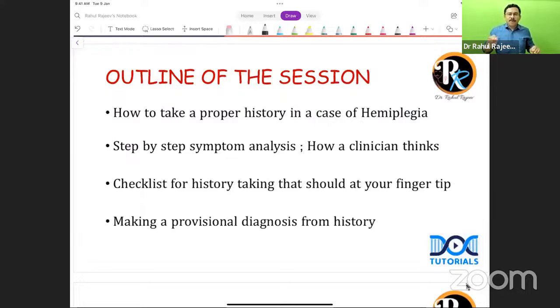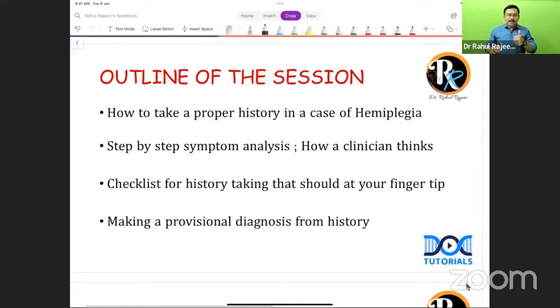How to take a proper history in a case of hemiplegia. So I will be giving you a sample case scenario of one of our own cases so that you get to know how a proper case history is taken. Second, I will analyze the case history symptom by symptom. Okay, so it will be a step-by-step symptom analysis. And I'll teach you how a clinician thinks while approaching a long case and how he comes to conclusions.